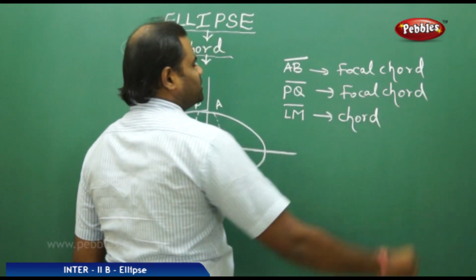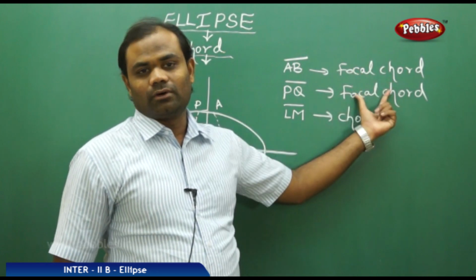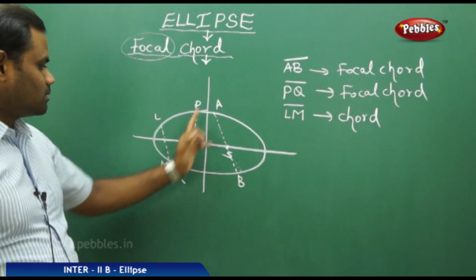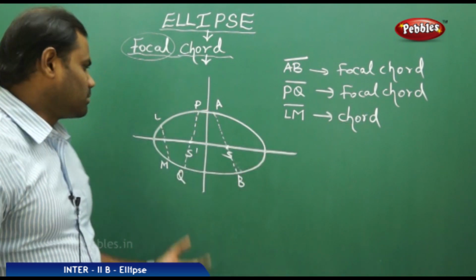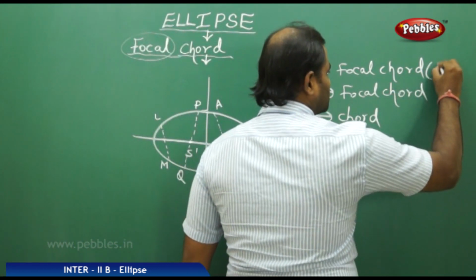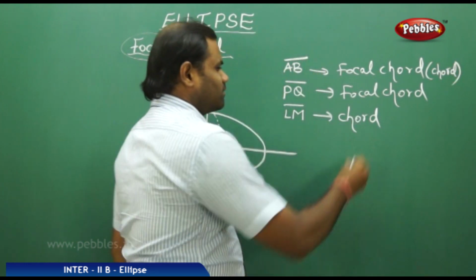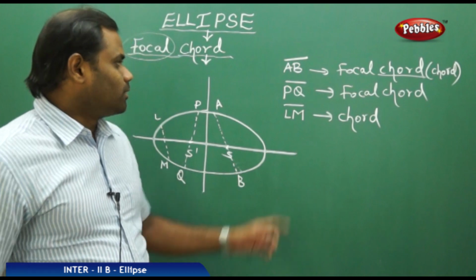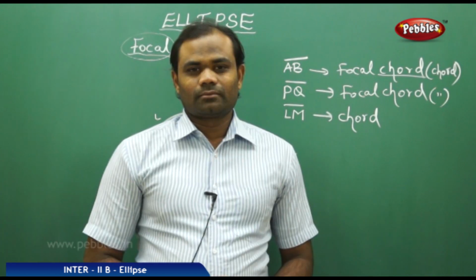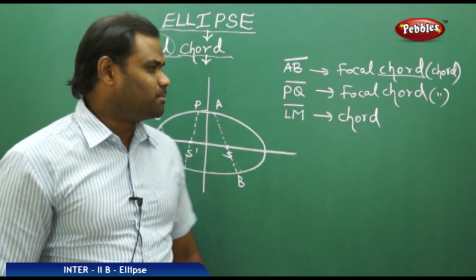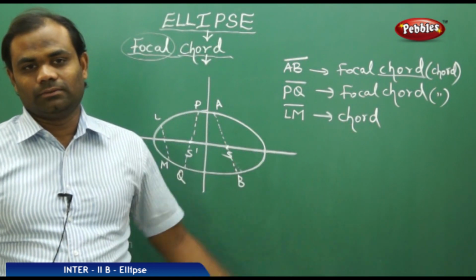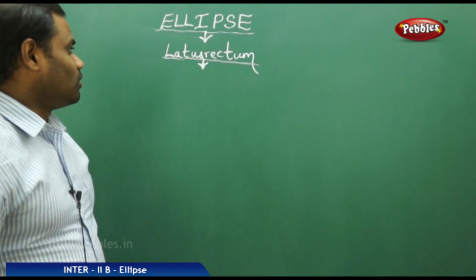So this is how I differentiate between the chord and the focal chord. The focal chord refers to the chord passing through focus, and a chord refers to any line segment which passes through the ellipse. And of course, a focal chord can also be called a chord because it itself has the word chord. So AB, PQ and LM are chords and AB and PQ are focal chords. So this is how we identify the difference between the chord and the focal chord, as can be seen with this example. Next, about latus rectum of the ellipse.